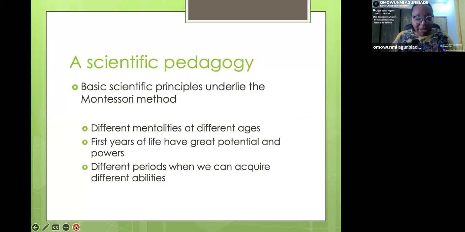So the scientific pedagogy, the basic scientific principle for the Montessori method is the different mentalities at different ages. First years of life have great potential and powers. We've talked about that. And then the different periods when we can acquire different abilities. That's where we start to talk about the sensitive period.